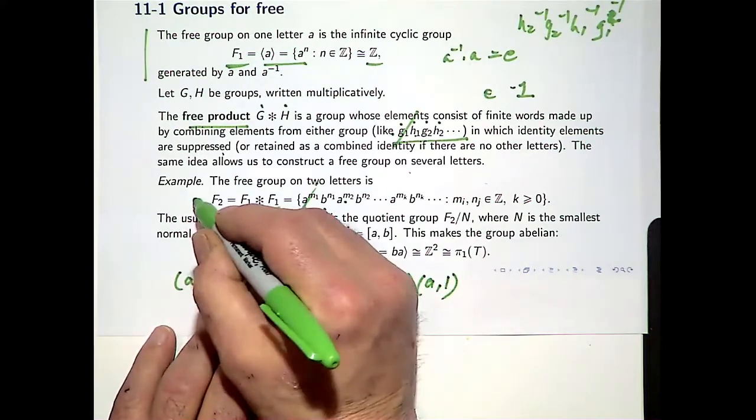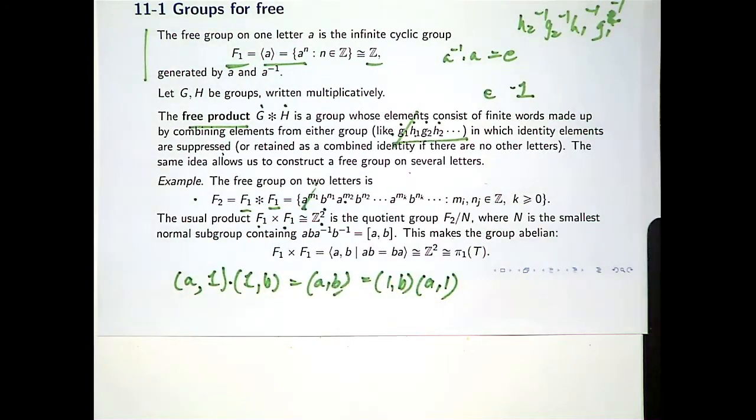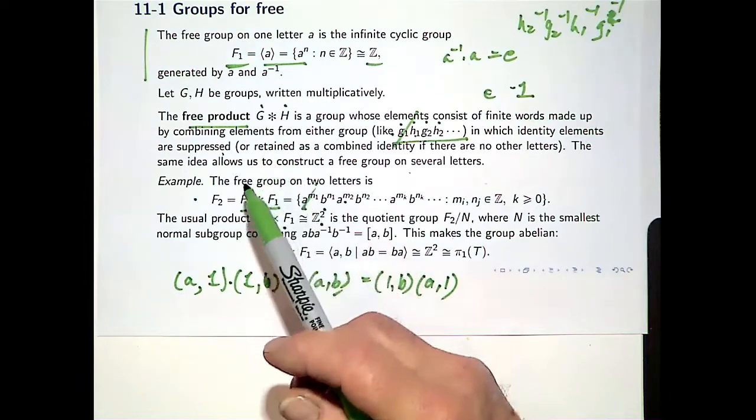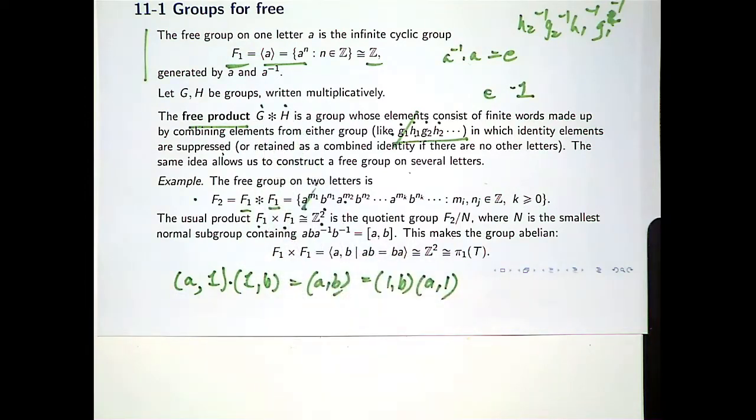And that's not what we have here. This is very different. For example, if the two groups were finite, this free product would be an infinite group, whereas the ordinary product of two finite groups would be finite. Okay.